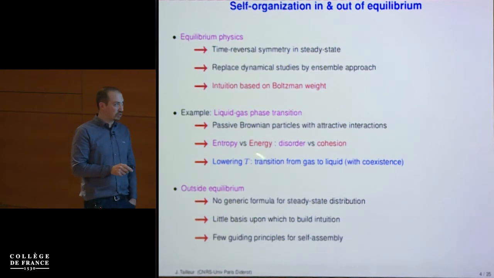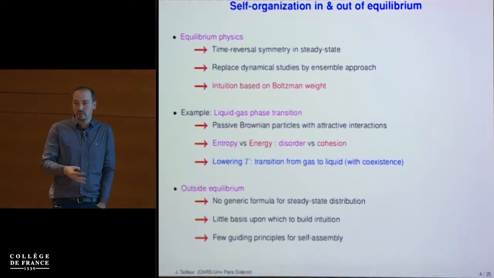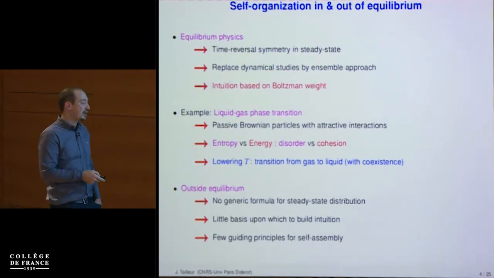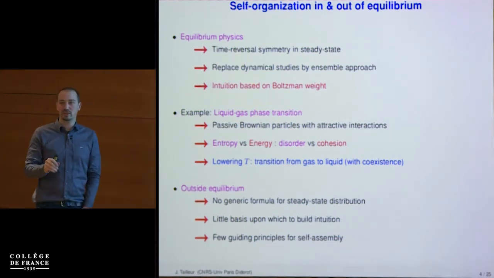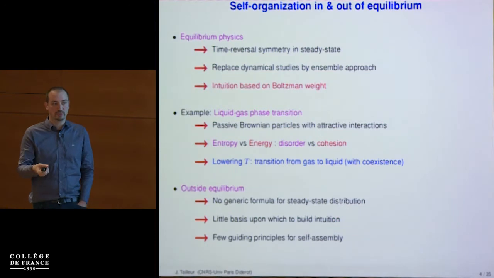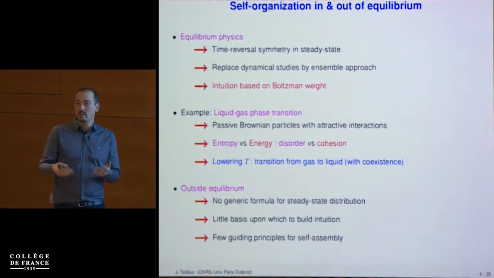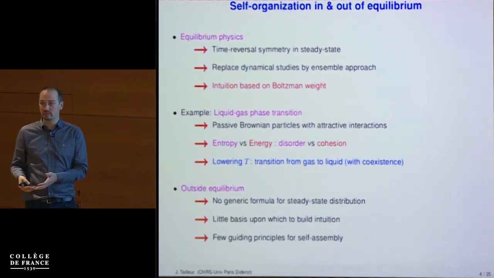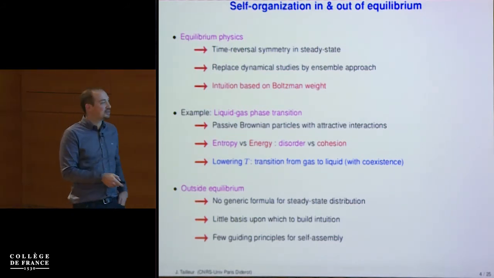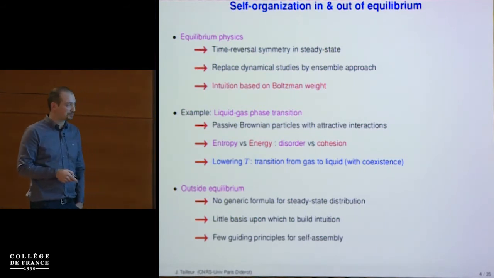Now, outside equilibrium, you don't have any generic formula for the steady state. Sometimes it exists, but you don't know what it is. And so if I ask you, design me an out-of-equilibrium material that would do a liquid-gas phase separation, you don't know what to do. Because you don't know, for a given temperature, what are the guiding principles, what will select the steady state you have. Maybe attractive interactions is a good idea, maybe it's not. And that means that if you want to go towards these soft-active materials, you don't have guiding principles.